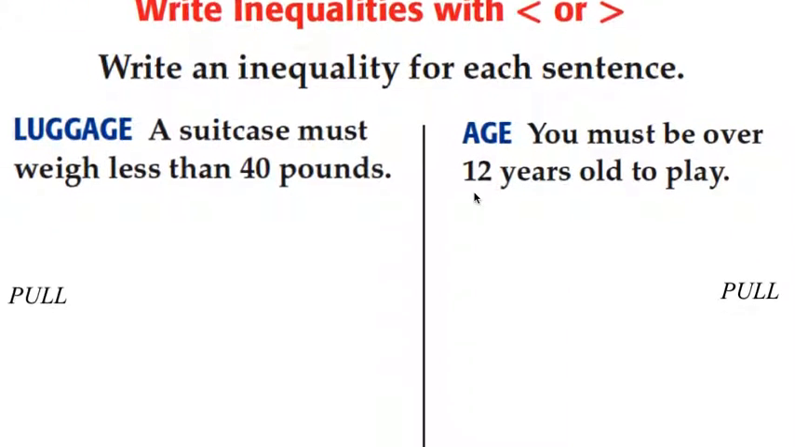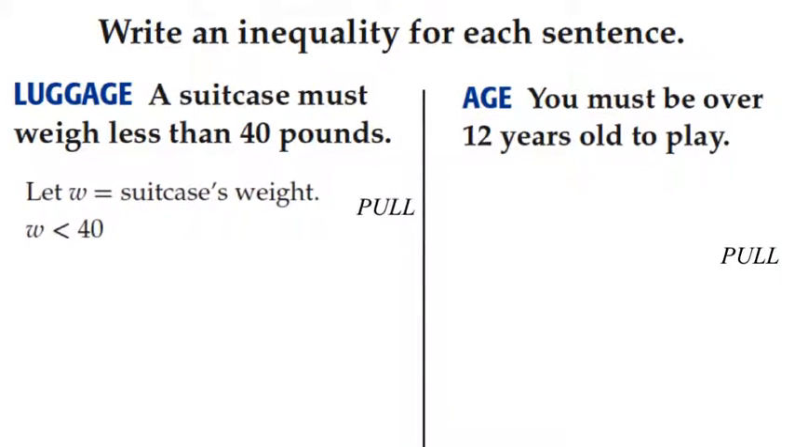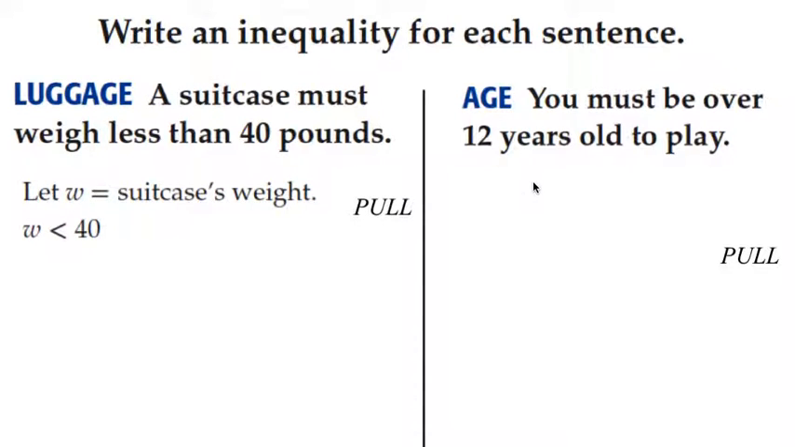So for example, suppose we want to write an inequality for each of these sentences. A suitcase must weigh less than 40 pounds. Could it equal 40 pounds? Well, no. Less than means it has to be less than that. So we could say that the weight has to be less than 40, or W < 40.